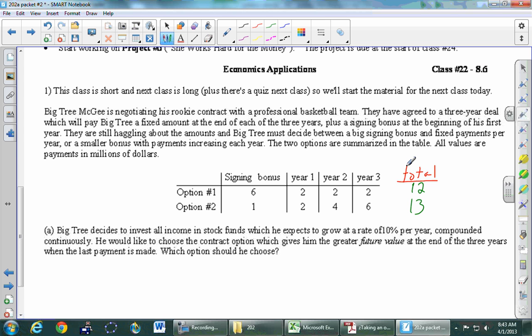Yeah, we're going to invest the money, and we don't know what it's going to be worth down the road. In the bottom option, yes, you get 13 million, but when do you get most of it? Right at the end. Whereas in the first option, you get half of your entire total on the first day when you sign that contract. So that money would have 3 years to grow throughout the period here. We've got to try to take that into account. Let's go down to part A.